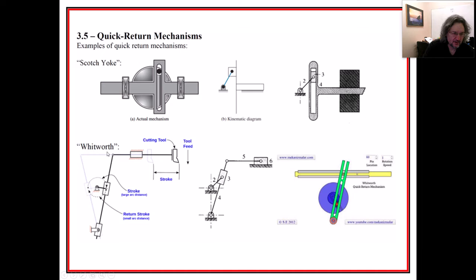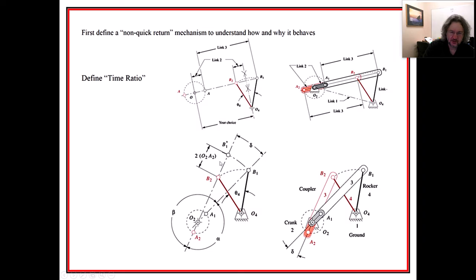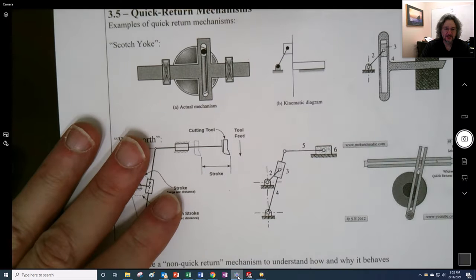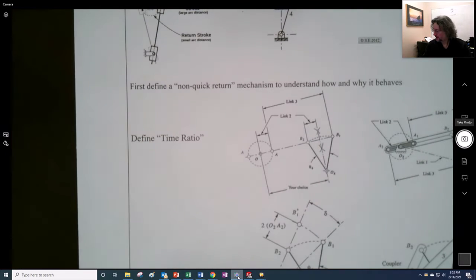Another is this Whitworth, and this might be used for like a cutting tool. There's also other ones I've seen, Whitworth for a film advance mechanism. These are all quick return mechanisms. And the big idea behind them is that we're going to use something called a time ratio. That's really going to be the ratio of this angle beta to that angle alpha. And so the relationships are going to be, I'll write them down.